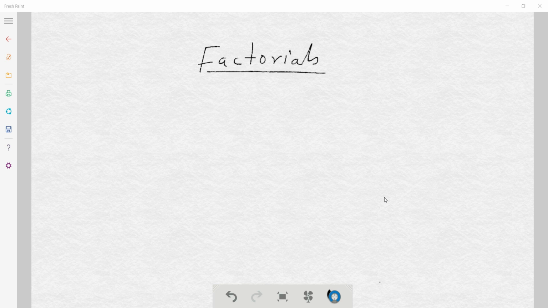So we're going to talk about factorials. I want to end this week with factorials, then we're going to talk about another topic. Let me give you a brief history before we jump into some problem solving with factorials.